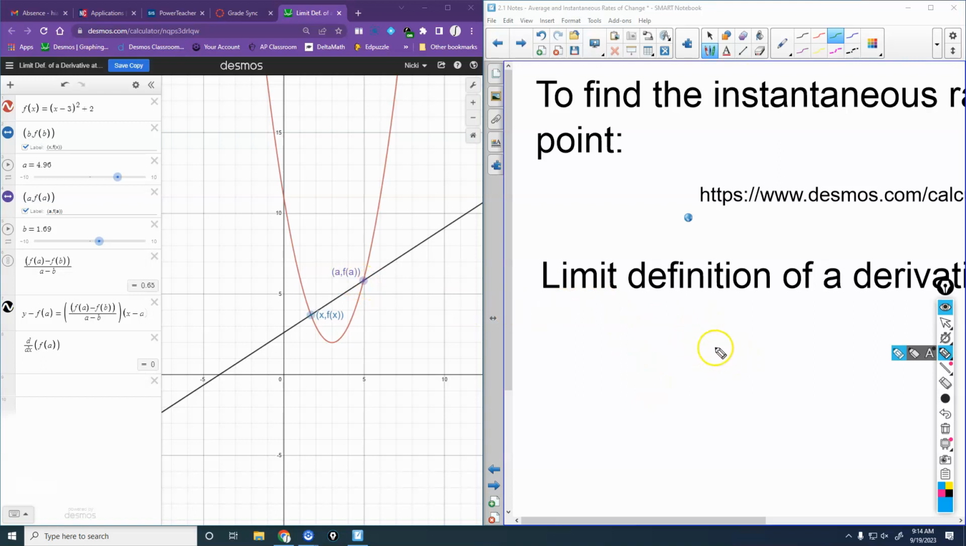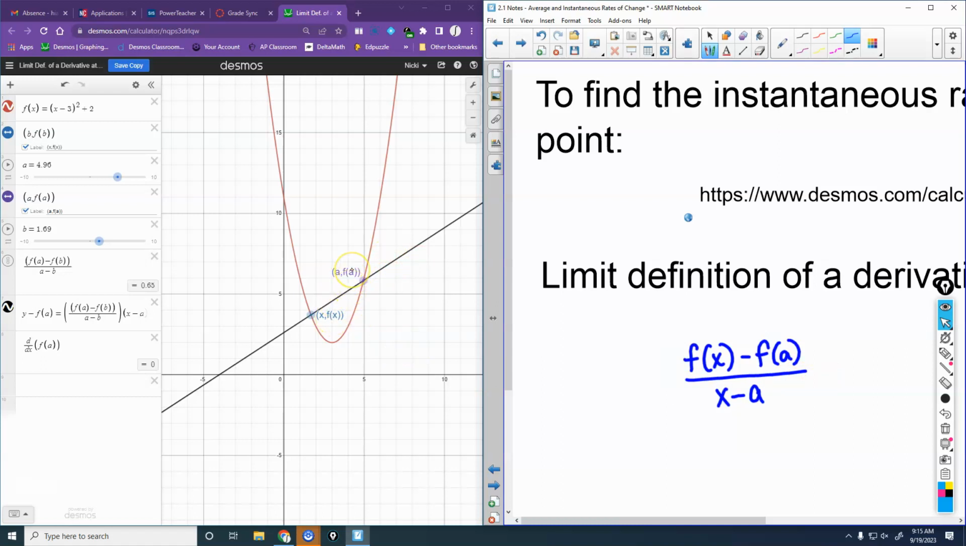So I'm going to be dealing with my slope formula between those 2 points. I've got the point x, f of x and a, f of a. So I could do f of x minus f of a all over x minus a. That is the slope of that black line right there for whatever x and a are.